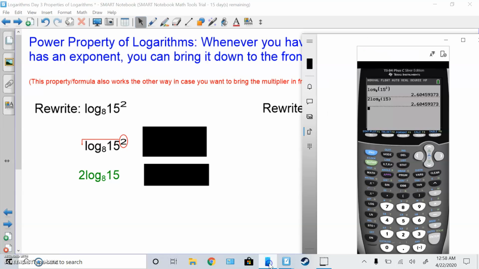One other thing to note is if you have a number and exponent, you should actually fix that. So I could also do log base 8 of 15 times 15, which is 225. So all 3 of these are the exact same thing. Alright, but to use the property, just move the exponent down to the front.